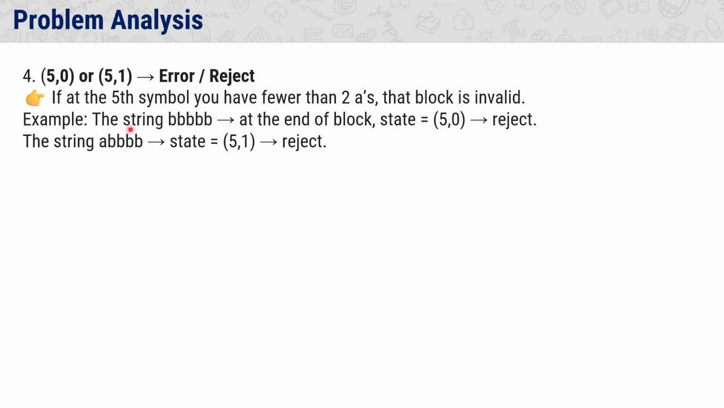That means you have to see the string, for example. The length of this string is 5 but the end state is (5,0) because it contains 0 A's, so it is rejecting. Another string you can see has 1 A and the length of this block is 5, the state (5,1), still it is rejecting. That is the fourth point you need to remember.